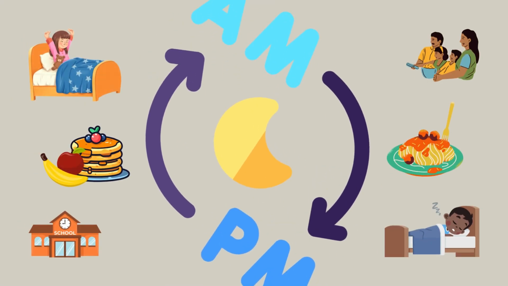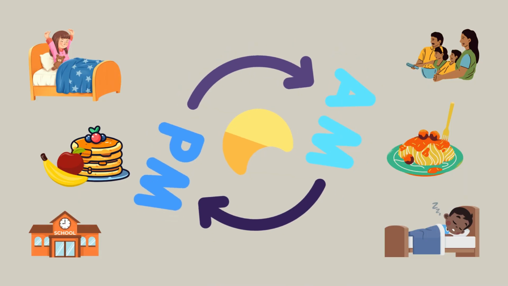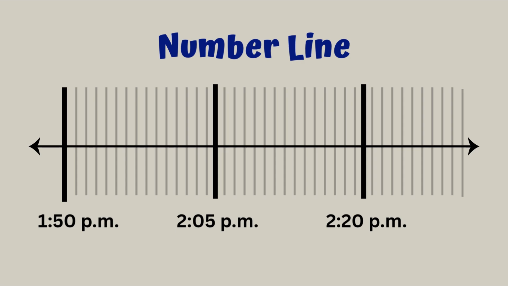Check out these daily activities to see which ones are considered AM or PM. Oh my goodness, you're running a race. You started at 1:50 p.m. and finished at 2:20 p.m. How long did you run? Here's the number line we'll use.